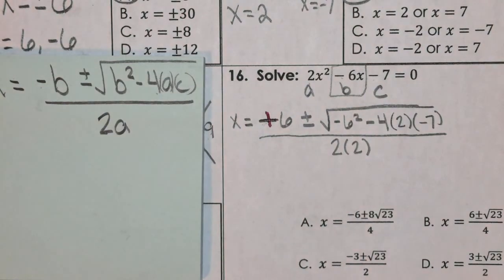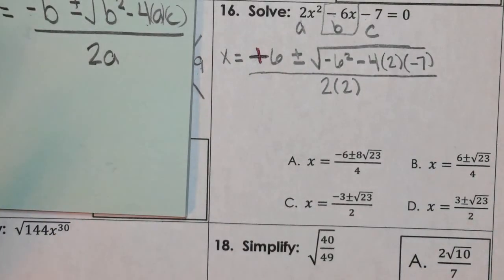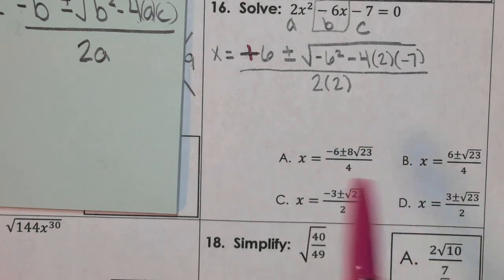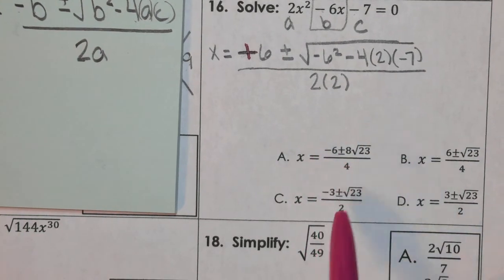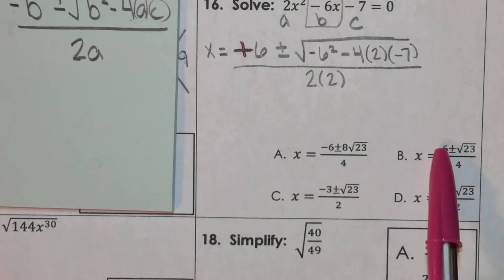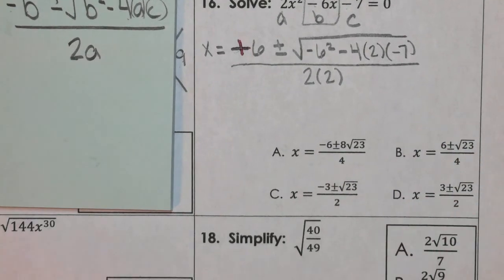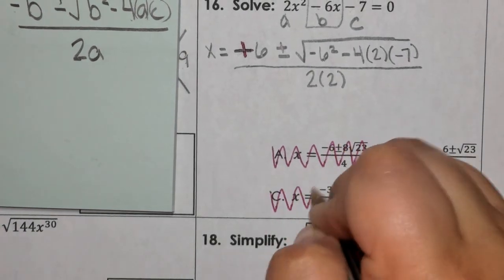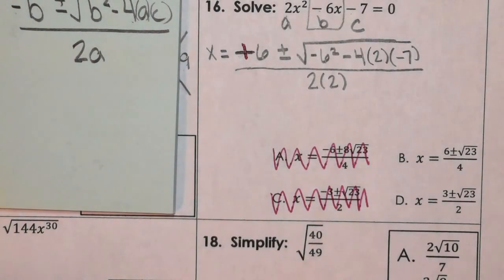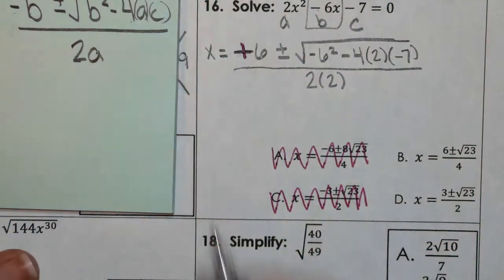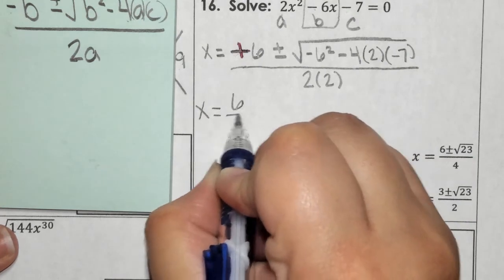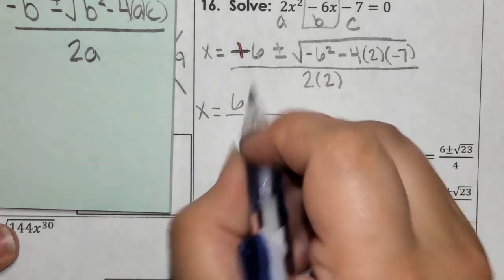Before I move on to anything else, if I look at my 4 choices, this has a negative, this has a negative, but these are both positive. So right away I'm going to eliminate these. Okay, now let's keep going. So I got a +6, and 2 times 2 makes 4 down here.